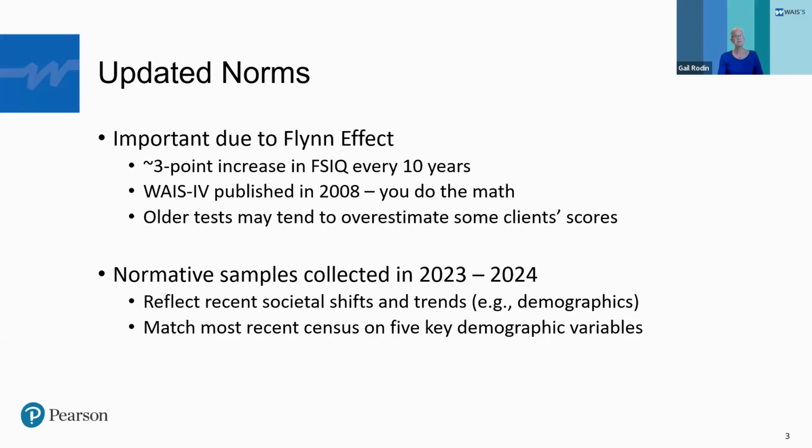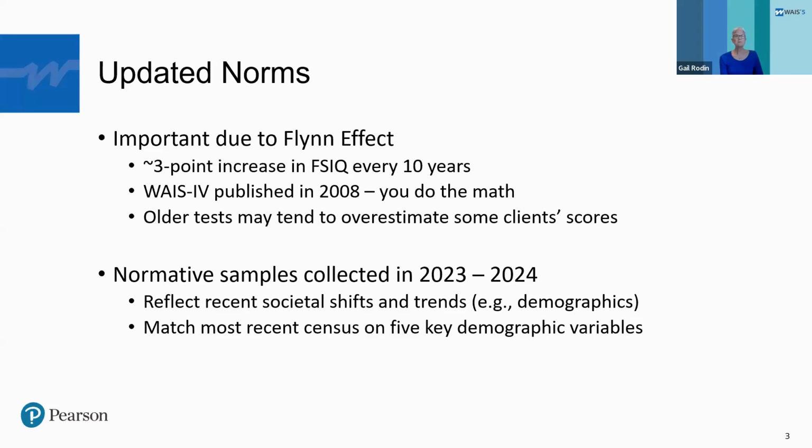Let's talk first about the updated norms. We know these are important due to the Flynn effect, which I'm sure you're all familiar with. Just to remind you, research has shown that there's about a 3-point increase in full-scale IQ every 10 years. If you think about the fact that the WAIS-4 was published in 2008, and you do the math, you can see that this is one of the older tests that may tend to overestimate some of your clients' scores. So it's really important to move to the newest version of a test, particularly when it's been a significant length of time since the previous revision was published.